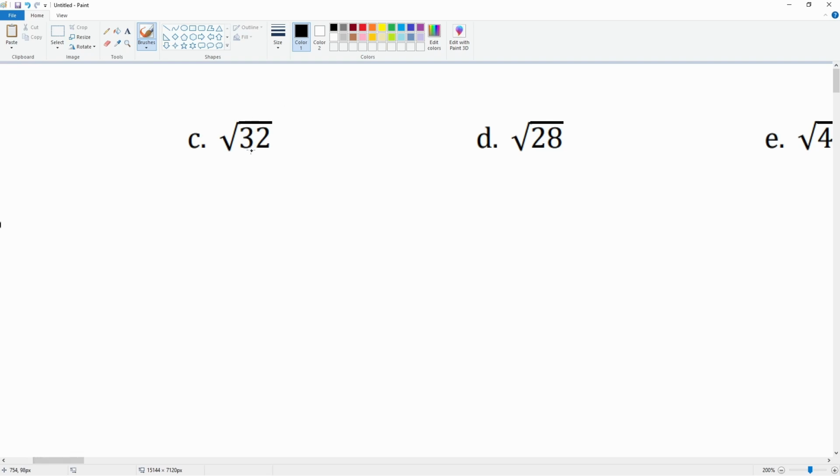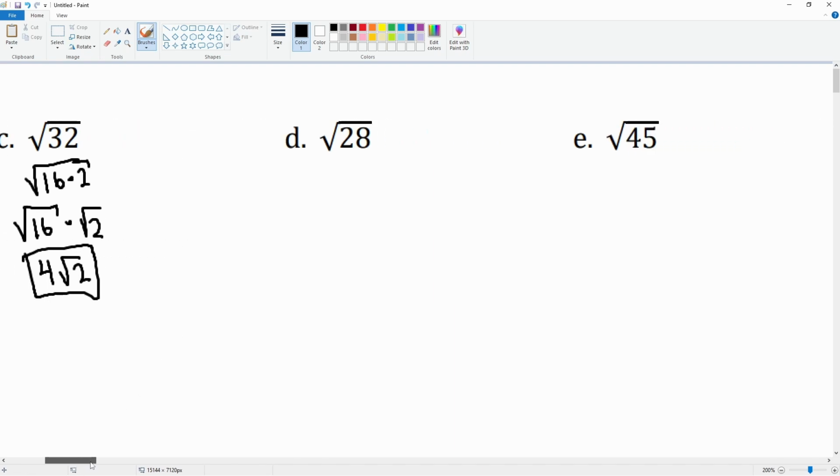Next, square root 32. Square root 32 breaks down into radical 16 times 2. So now we split it into its own radicals. Radical 16 times radical 2. Radical 16 is a perfect square, which becomes 4. Nothing happens to the radical 2 that's left on the right hand side.